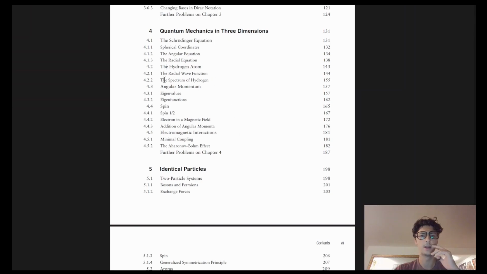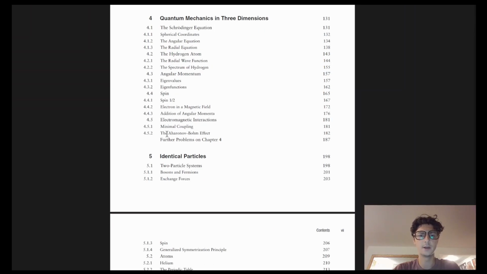focus on it here. We got the radial wave function, the spectrum of hydrogen, angular momentum, eigenvalues, eigenfunctions, spin 1/2, electron in a magnetic field, addition of angular momenta, electromagnetic interactions, let's go David Griffiths, minimal coupling, the Aharonov-Bohm effect, further problems on chapter 4.